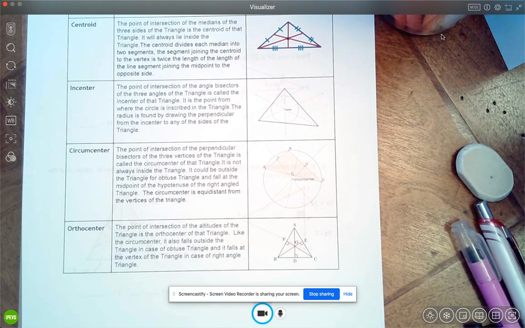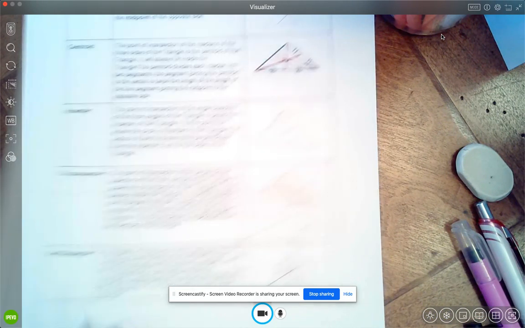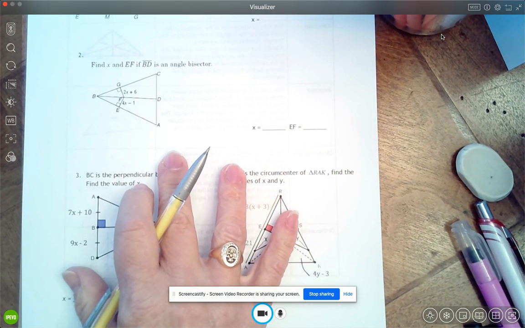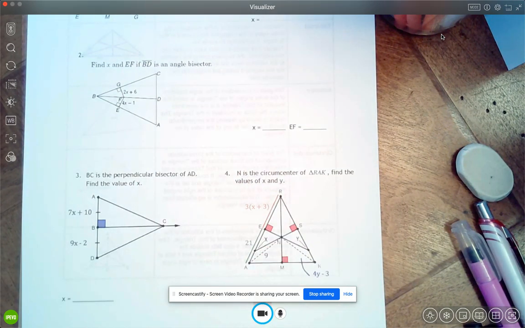orthocenter. I hope this helps. You have the exercises to do. They're very easy, these exercises on the back. I don't think you're going to have any problems with those at all. But if you do, I'm here between 10 and 11 and 1 and 2.